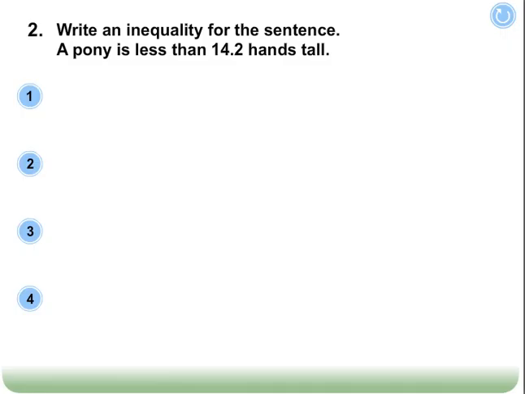Write an inequality for the sentence. A pony is less than 14 and 2/10 hands tall. A pony is less than 14 and 2/10 tall. Notice again how we've separated it out to help us know how to write that inequality.